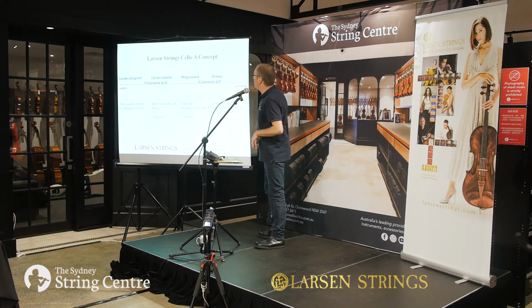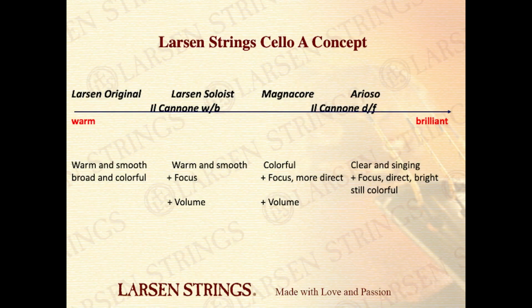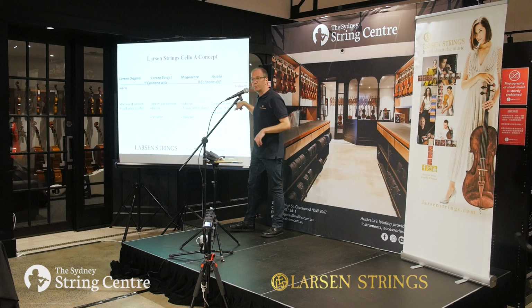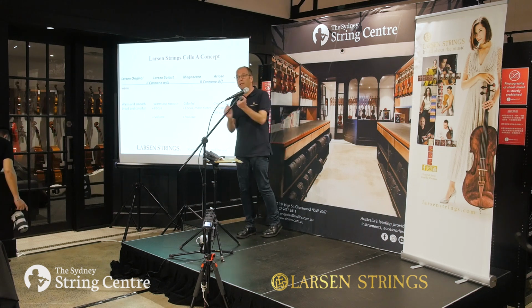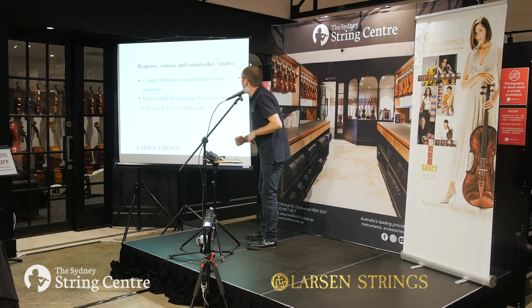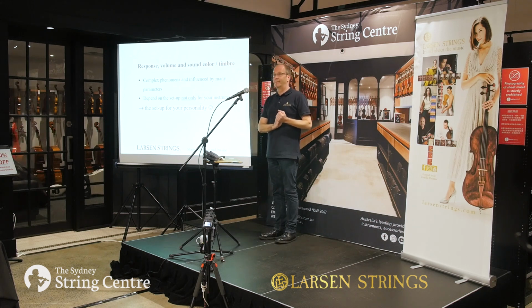And the same we have for the cello line. You have the Larsen Original, which is actually the warmest cello A string on the market, and then it can go up to our Arioso strings. Camille is playing the Arioso strings, for example, and this is the brighter side. But when you have a cello which has a warmth, then you can make exactly this adjustment. That was all from my side. I hope it was not boring.